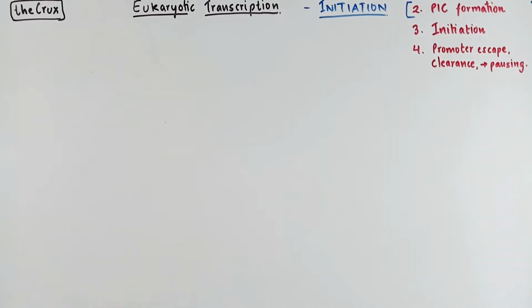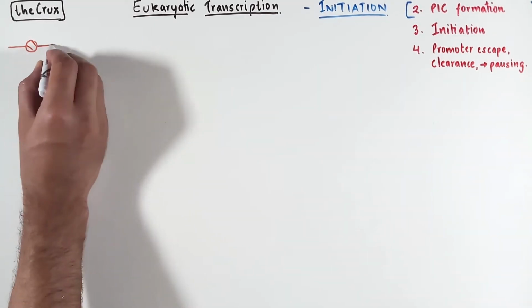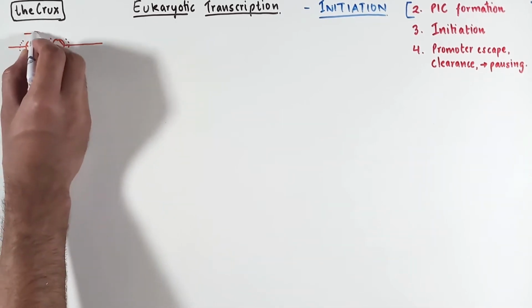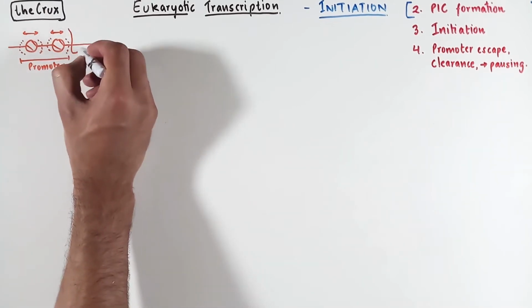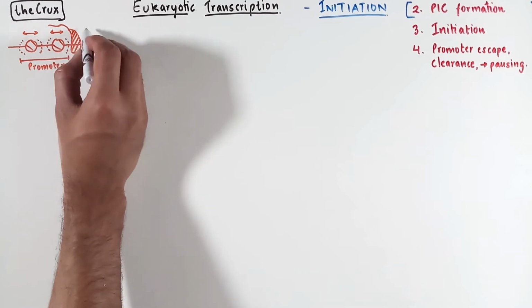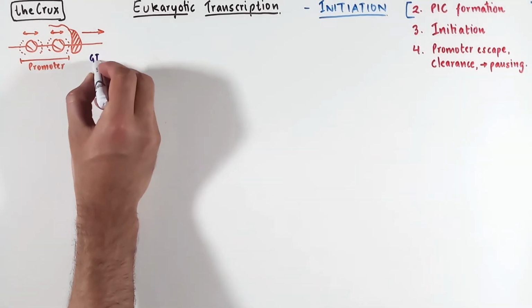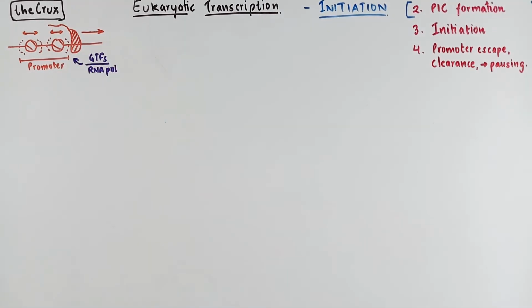So let's start with pre-initiation complex formation, which also happens to be a rate-limiting step in eukaryotic transcription. Just to set up some background, we have the DNA which is wrapped around histones, and these histones are displaced at the promoter region by various mechanisms that we discussed in the last video. And once the promoter is accessible, the GTFs and the RNA polymerase can assemble at the promoter, which starts the initiation stage. So, the pre-initiation complex is nothing but a sequential assembly mechanism through which the general transcription factors and the RNA polymerase are recruited at the promoter region.